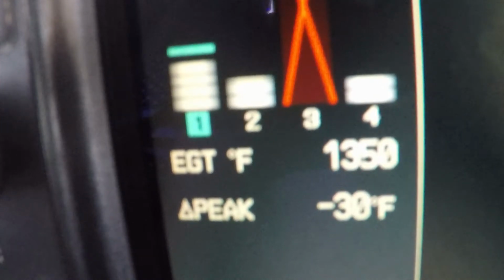So I'm going to freeze the screen again, and look what happened. I have a delta peak of minus 30 and an EGT of 1350. That would mean that the peak was 1380, but we know that's a lie. So why did the blue brick show? Well, it just showed because EGT was going down and the assist key was selected. So you have to understand, the assist key is not smart. The assist key does not indicate peak.